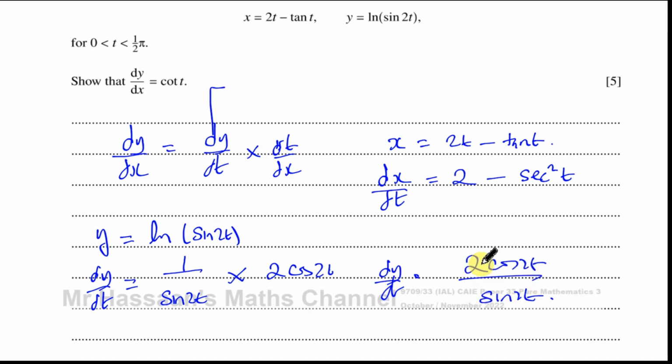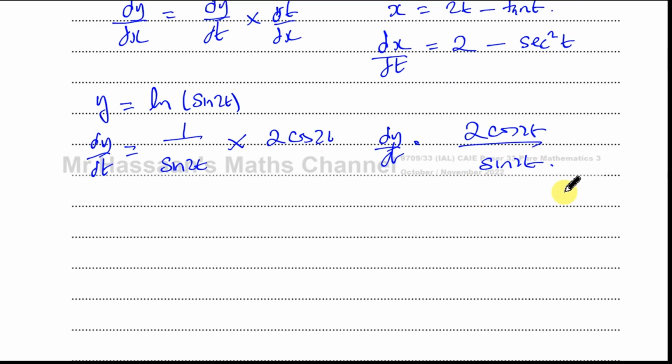Now we have to combine them together, and we have to find dy dx by multiplying dy dt, which is this, by dt dx, which is the reciprocal of this one here. So the next step is to find dy dx, which is dy dt, which is 2 cosine 2t over sine of 2t, multiplied by dt dx, which is basically dx dt, but upside down.